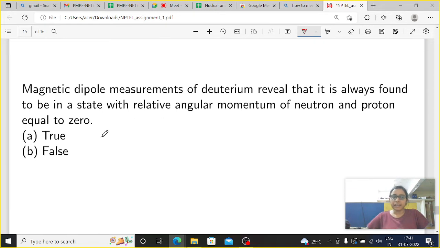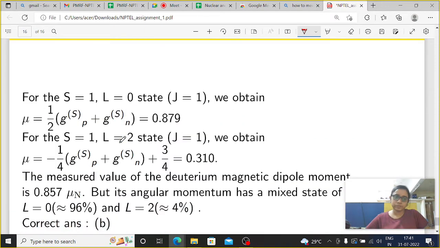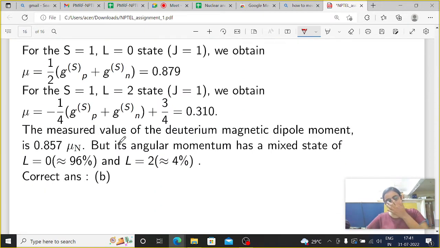Basically, the magnetic dipole moment of deuterium is not equal to 0. That means our question has the answer B, which is false here. This one will be the answer. But why is this like that? I have to say something about that.